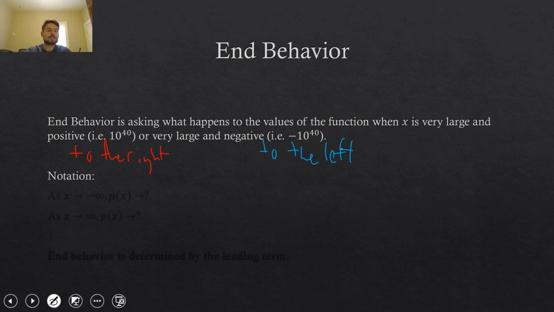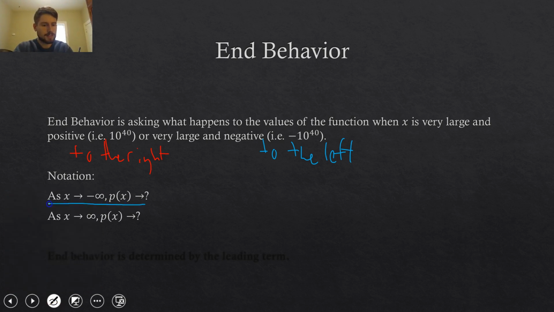Our notations look kind of like this. The order you do these in doesn't really matter. You just have to talk about what happens to the left and what happens to the right. In this case, to the left is our first one: as x approaches negative infinity, you're plugging in very large negative numbers. The other one is as x approaches infinity, as you go to the right, what are your values doing?